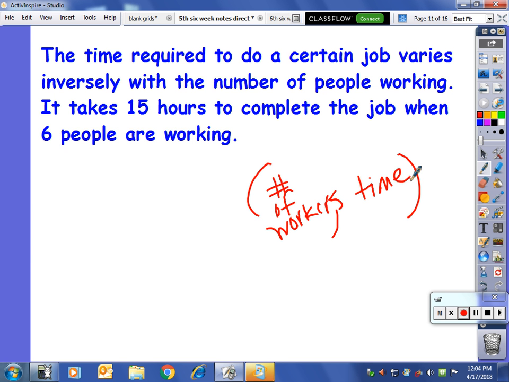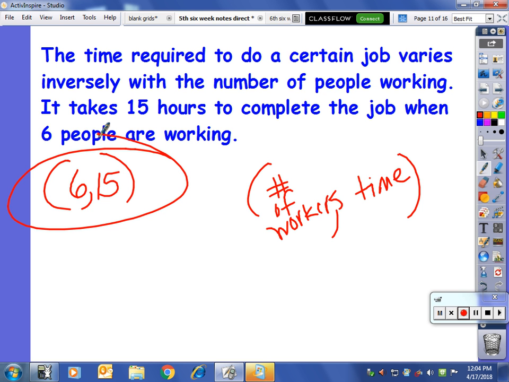So in the 1 point they gave me, what order would I put it in? Is it 15, 6 or 6, 15? 6, 15. Oscar? That's all I need to write this equation.